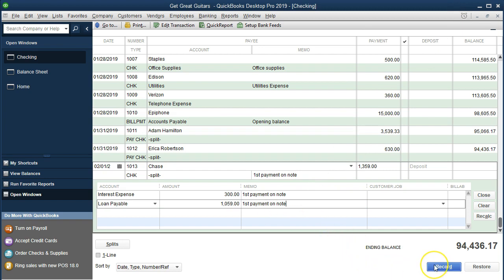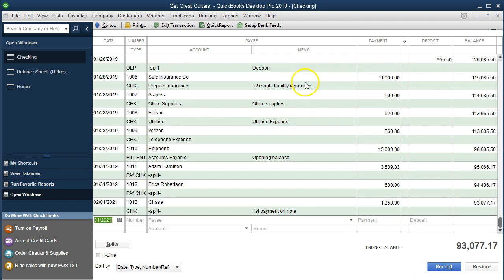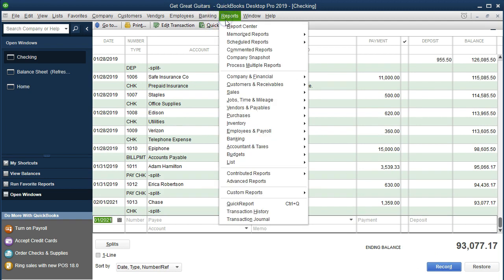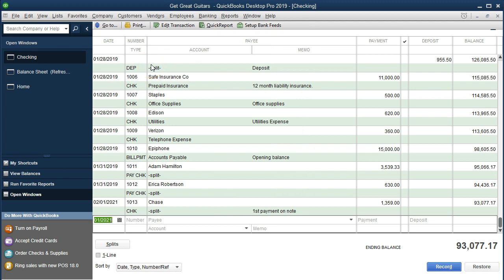So make sure to record it here. So we're going to say record. And then let's check our financials and see if it does what we would expect it to do. We're going to go to reports up top. Actually, the balance sheet's already open. Let's go to the balance sheet first.